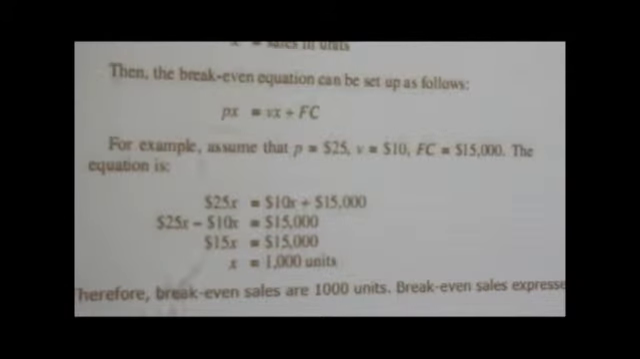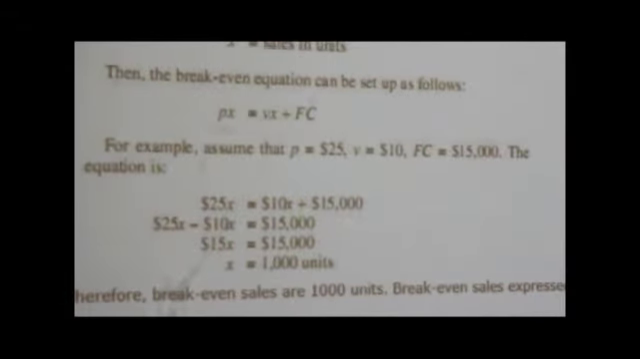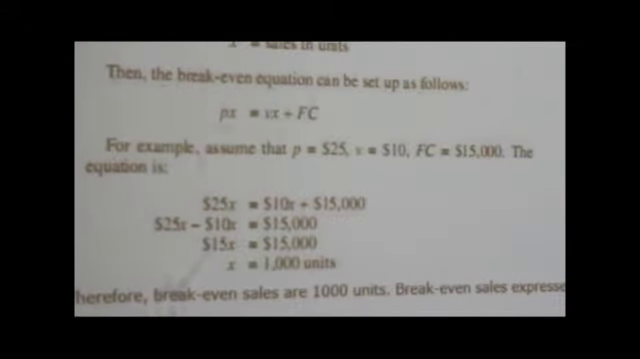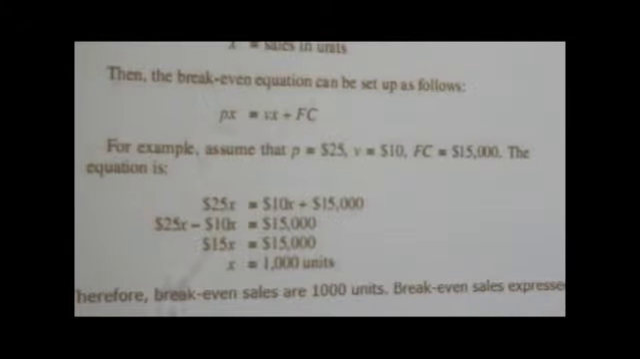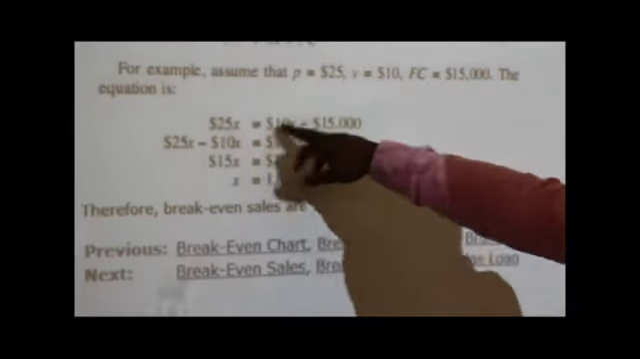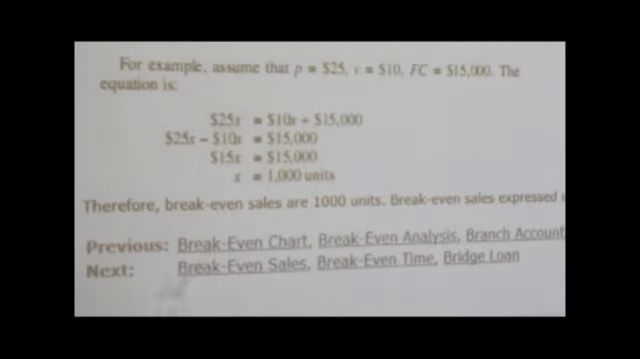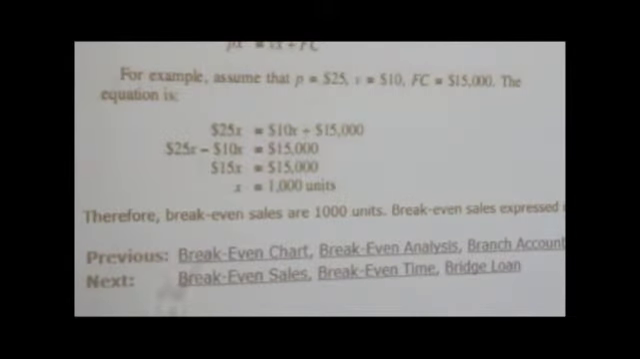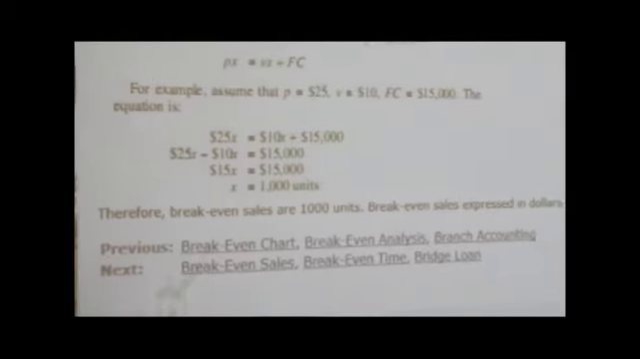The equation is this: 25x, which is the selling price, equals 10x, which is the variable cost, plus 15,000. 25x minus 10x equals 15,000. So you brought them over, a little bit of math, kind of simple. Then you get 15x equals 15,000. You divide 15 into 15,000, and you get 1,000 units as the break-even. So break-even sales are 1,000 units. Break-even sales expressed in dollars are 1,000 units times $25, or $25,000.